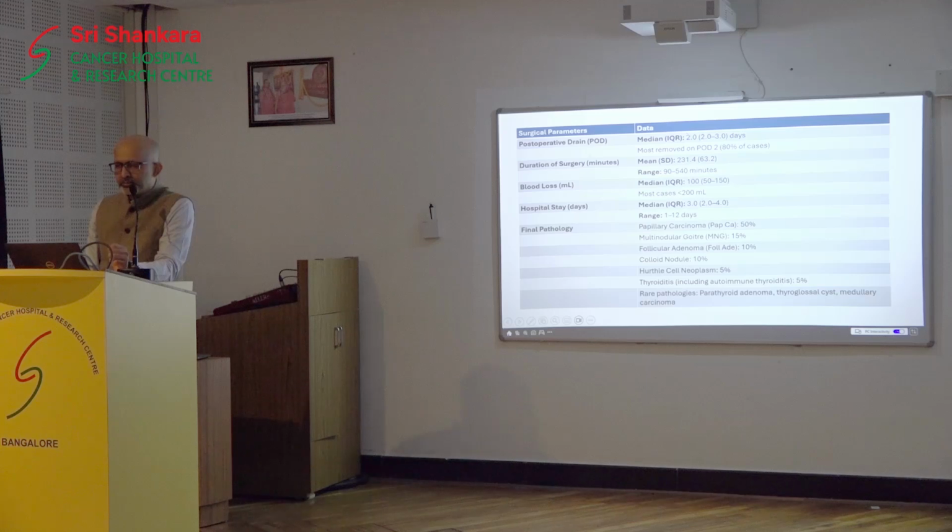The drain removal is similar to open. Second day, maximum 2 days is what we keep. Most of the patients are discharged on the second day of the surgery. We can do it on the first day also, but generally it is day 2.